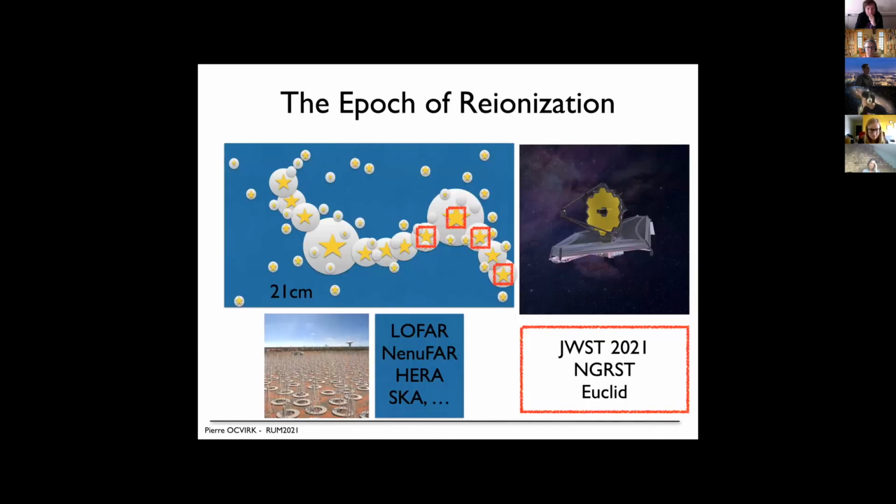What we're doing here in terms of simulation comes in support of a very strong observational development, with the development of the upcoming and already in operation 21 centimeter radio observatories, and the imminent launch of new space telescopes such as JWST, Euclid, and things like that.